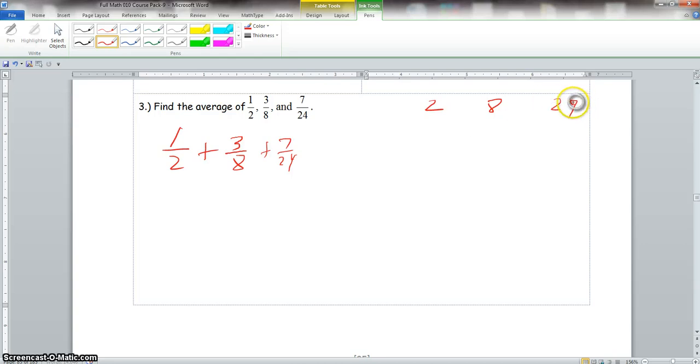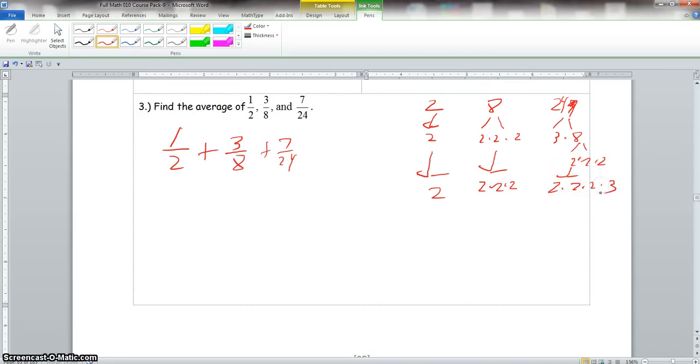I don't know why this keeps doing this, but that's 24, not 29. 2 is already prime. 8 breaks down to 3 2's. And 24, we add 3 times 8, and we know 8 breaks down to 3 2's. So now, let's write down our prime factorizations. And then 24, we will have 3 2's and a 3.